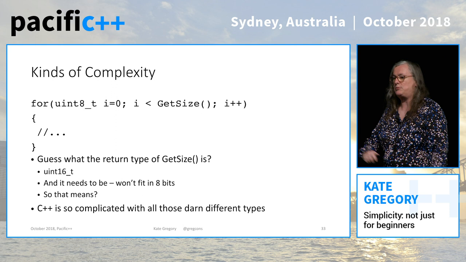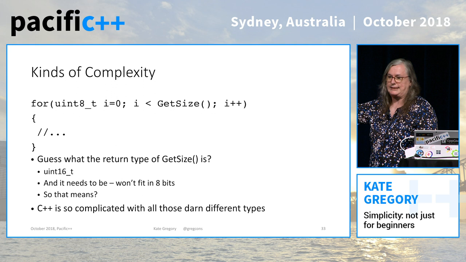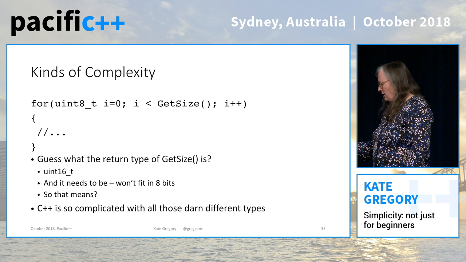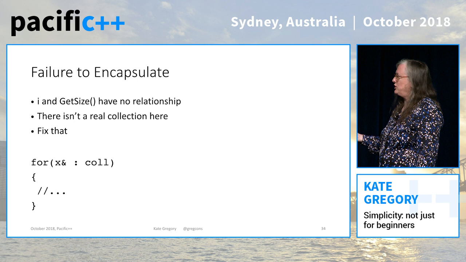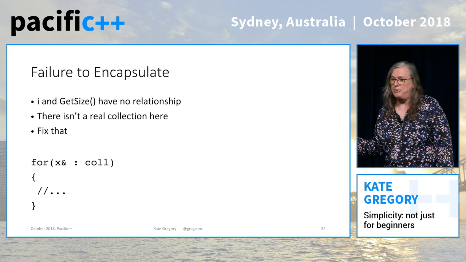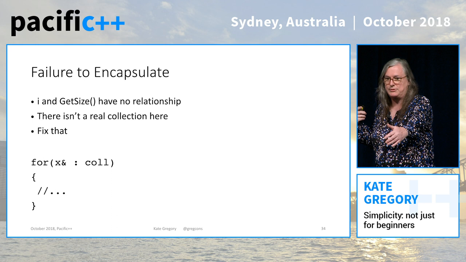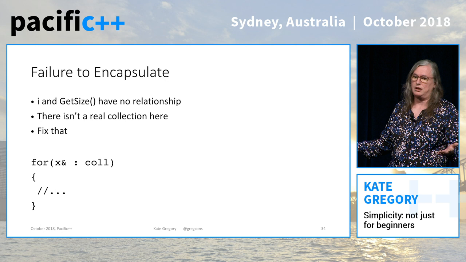Okay? You don't fix this code by declaring i to be a 16-bit integer or by using some decltype of get size. You fix this code with encapsulation. See, i and get size have got nothing to do with each other. Right? One's a local variable and one's a free function. If you had a collection, you could just go through the elements in the collection. That's what's wrong with that code, not integer types. And a lot of people, when they meet a little bit of complexity, they try to fix it with a lot more complexity, like you should memorize all the integral types. Usually the correct answer is to step back and to fix it with some simplicity. Okay? In this case, with having a true collection that you can iterate through using a range-for.